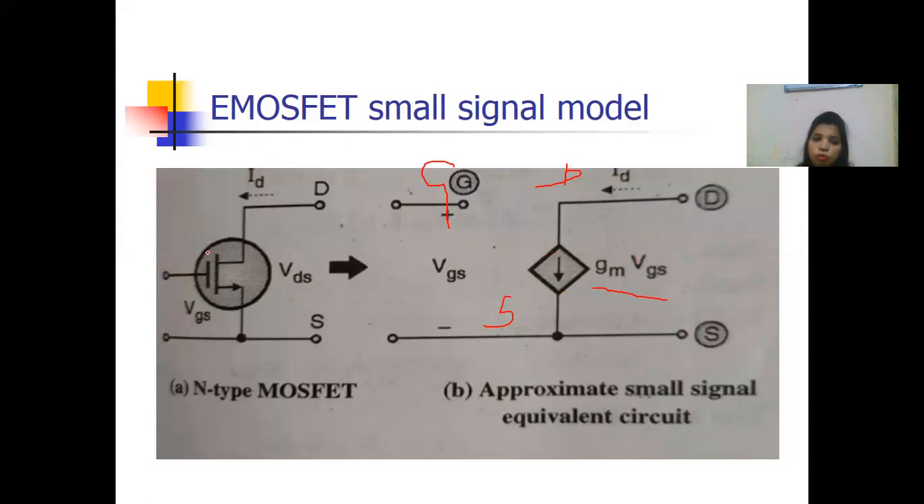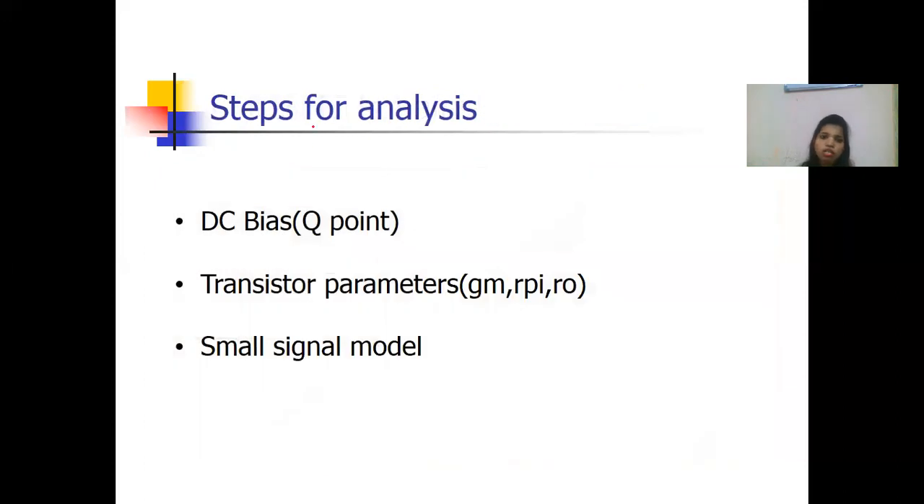At the input side, if you remember the basic difference between BJT and FET is that in FET there is no gate current. So the gate current is zero, so there is no resistance. In case of BJT, the resistance r pi was there, the input resistance. But in this case, since the gate current is zero, there is no resistance at the input side, only the current source on the output side. And in some cases you can connect the output resistance also, that depends on the channel length modulation.